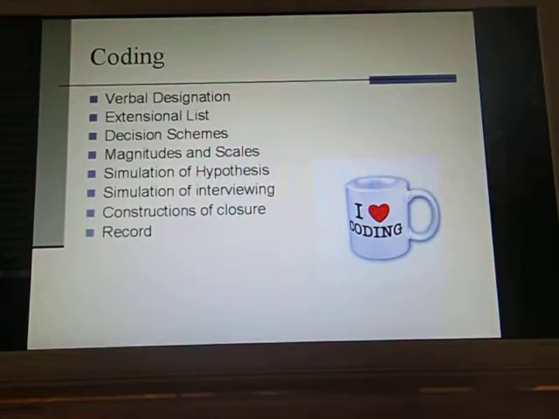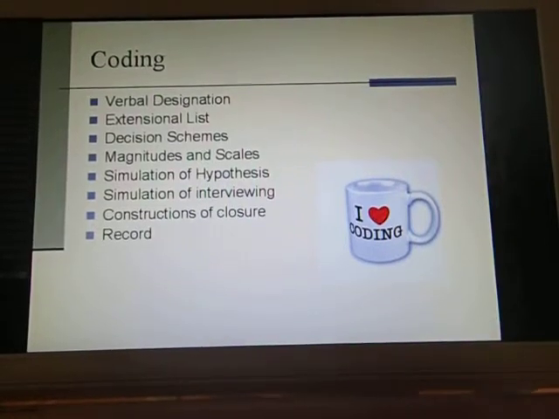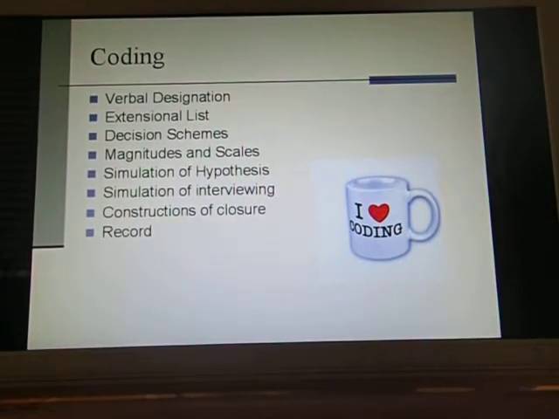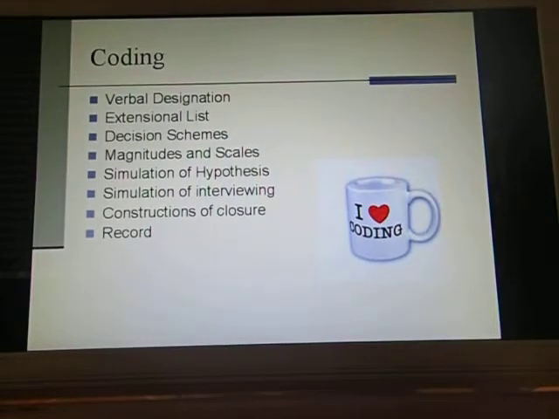The different ways of coding are verbal designation, where we use dictionary definitions; extensional lists, where the analyst enumerates all the instances that define each category; decision schemes, where each recorded datum is regarded as the outcome of a predefined sequence of decisions; magnitude and scales, where we judge its proper place along a presupposed continuum; simulation of a hypothesis, where we look for evidence in favor of or against a stated hypothesis; simulation of interviewing, where we obtain answers to questions that could potentially have been asked of the author; constructs of closure, where we infer missing parts in order to obtain closure; and record, which is the computational part of content analysis.